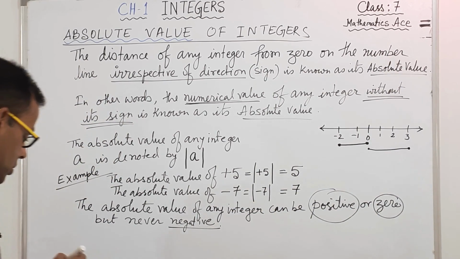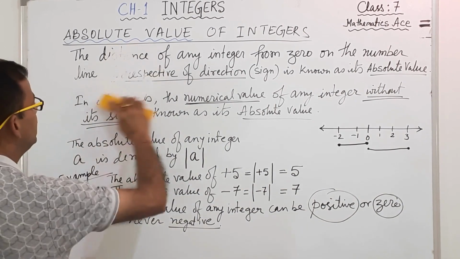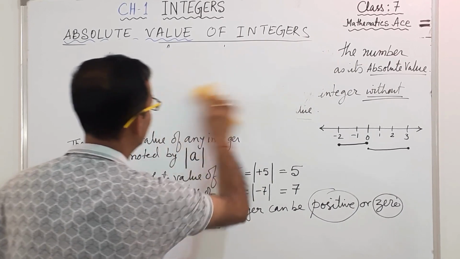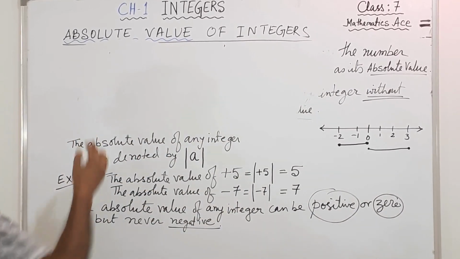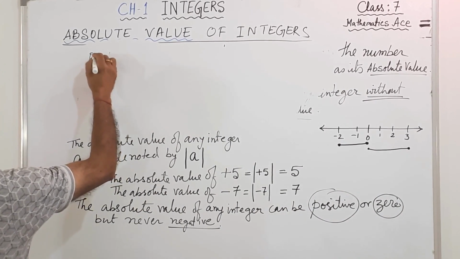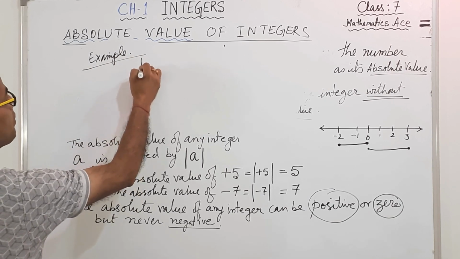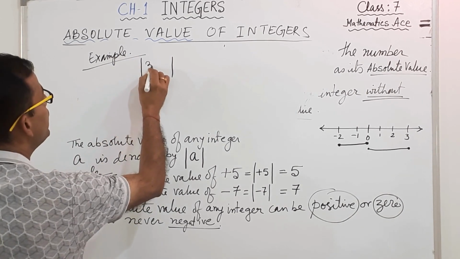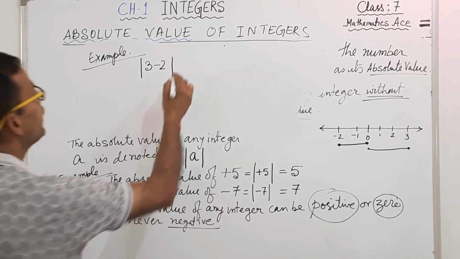Clear? Now, if I want to give an example, suppose, let me rub this part. If I give one example, the concept will be much clearer to you all. Now the absolute value I am putting directly as two standing lines. Now 3 minus 2. So what will it be?